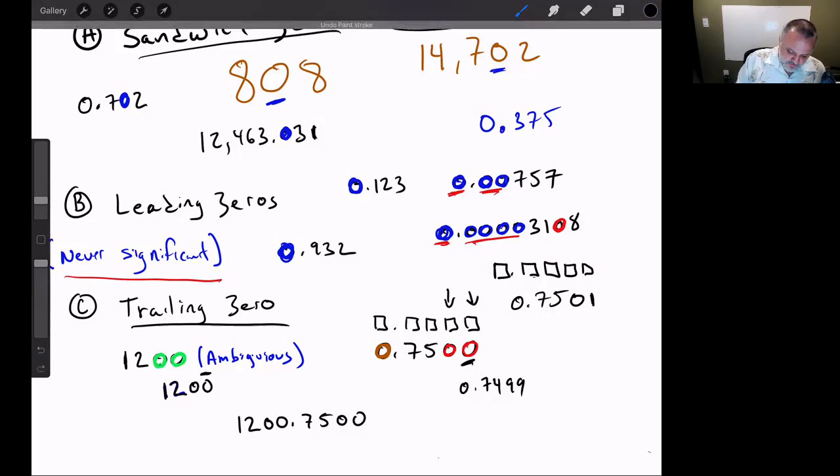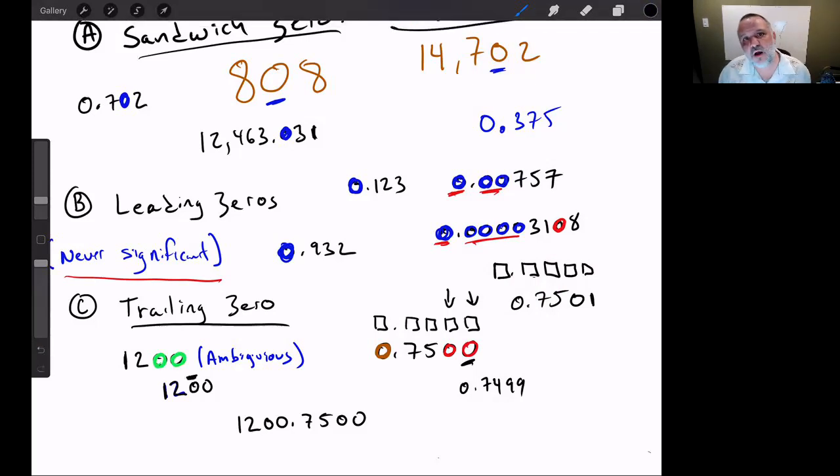If we put the line here, then we know that the zero on the right of the line is just there for holding places. It's no longer ambiguous. It's definitely not significant. But the zero with the line is. And so in this case, there are 3 significant digits. Let's take a look.